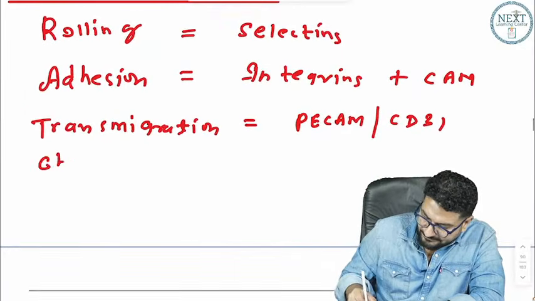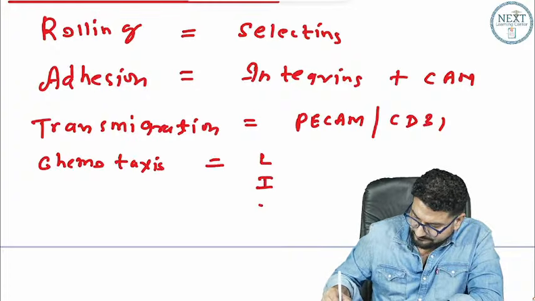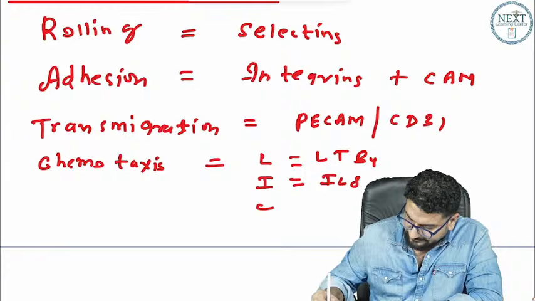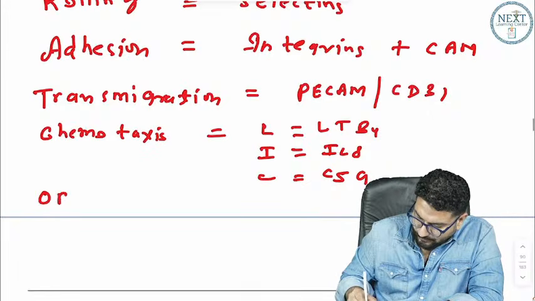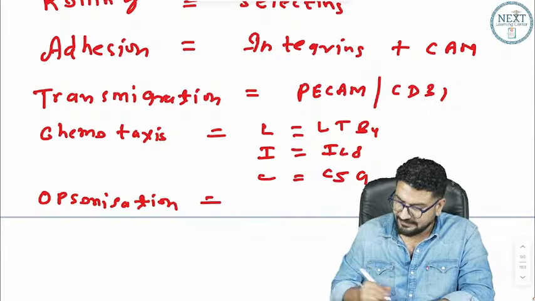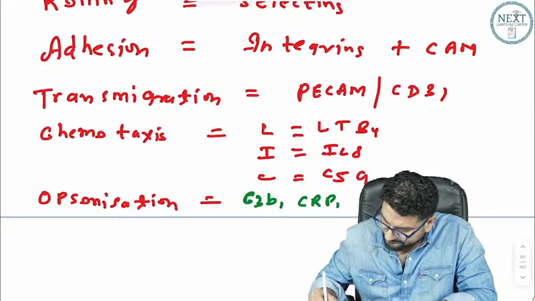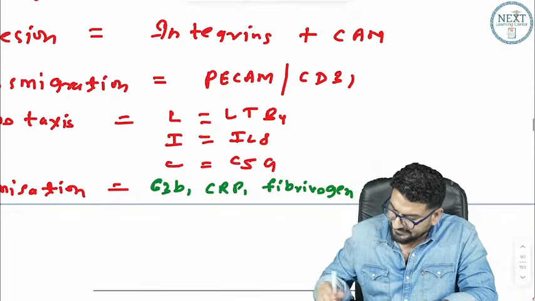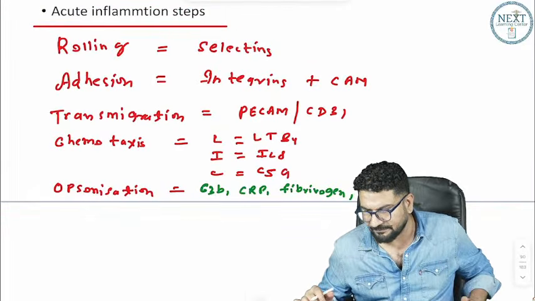Then they ask you chemotaxis. Chemotaxis, what do they ask you? LIC. It is leukotriene B4, interleukin 8, and complement C5. Right? Last, what they ask you? Opsonization. Understand? It occurs because of C3b, C-reactive protein, fibrinogen, and they ask you which antibody causes it. It is IgG. Very, very important. It's very, very important about the acute inflammation steps. Right?